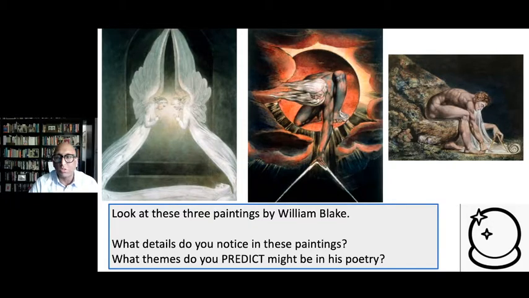And I want you to look at these three paintings of his. And what details do you notice in these paintings? And I want you to predict what themes you're going to see in his poetry. So if I was doing this, I would look at those amazing angels and that vivid sense of divinity above death, that there's something higher. In the middle image, I get the image of an old man, perhaps God creating the world, and that creation from above to below. And strangely, the beginning is this square hand, which I think is really remarkable. It's quite a magical image, quite a powerful image.